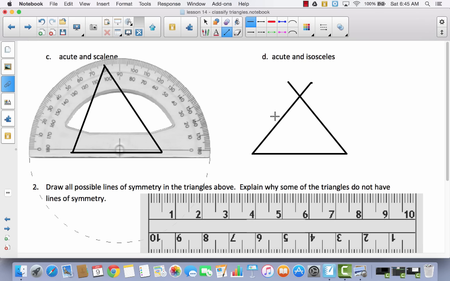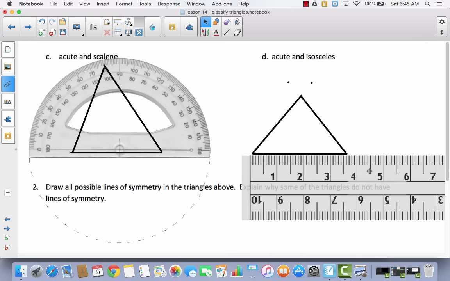Okay, now these two sides should be the same length. We'll have to double check. So now I'm just going to come back and erase these so they don't extend past each other. Okay, all right, now let's measure. So this one should be the longest.